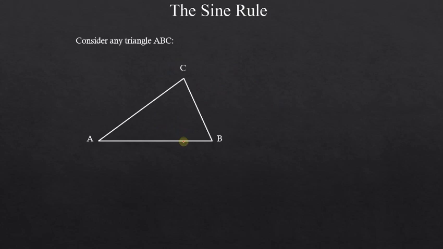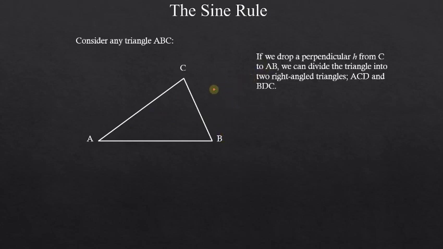So one of those rules is the sine rule, and I'll take you through how to prove the sine rule. If you consider any triangle in this form ABC, you realize in this triangle no sides are equal, no angle is equal, everything here is different, right?